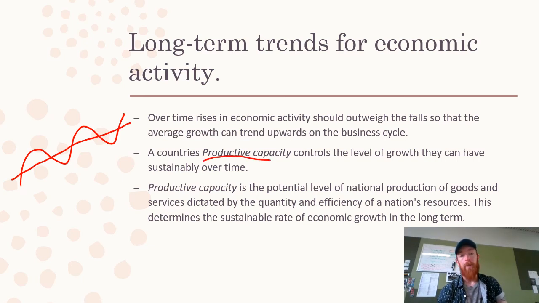So a country's productive capacity controls the overall level of growth they can have sustainably over time. The productive capacity is basically the limit you have on your production, the most you can produce without any other negative issues, or in the short term, the most you can produce. So this determines the sustainable rate of economic growth in the long term, because if you produce above that, it means that you are actually going to be burning through your resources too quickly for it to be manageable for future generations.